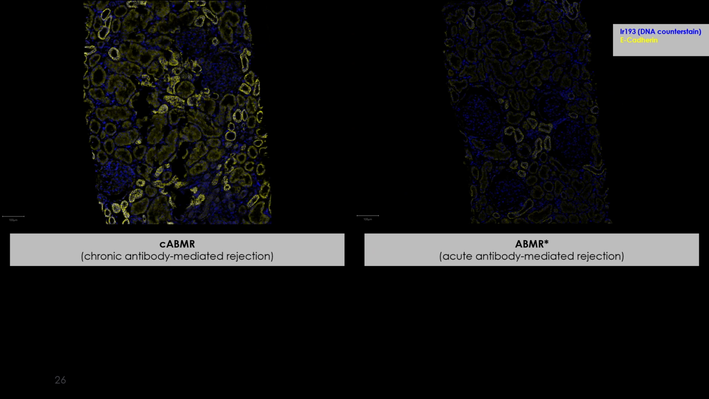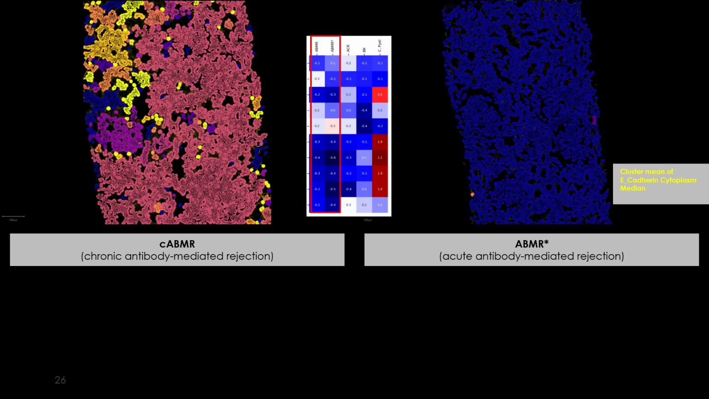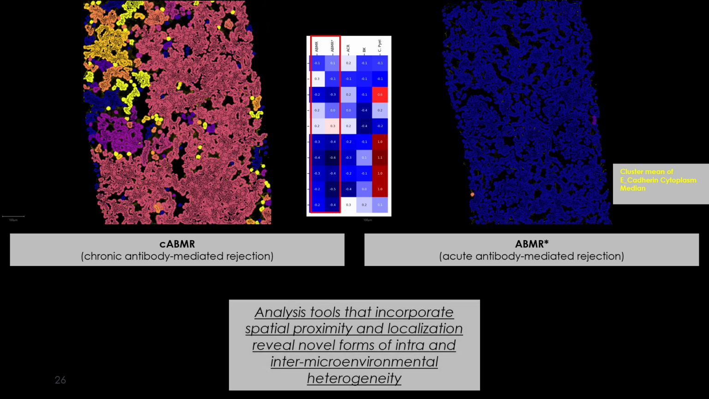Well, historically, chronic and acute antibody-mediated rejection have been quite a challenge to differentiate. And while variable expression of EK-adherent has been observed in the past, the difference here is quite minor. But when viewing our fifth most important feature, there is quite a stark contrast in feature expression. That being said, this is just one of the many features working in tandem to differentiate chronic from acute antibody-mediated rejection, as well as other disease subtypes. And the takeaway message here is that analysis tools that incorporate spatial proximity and localization are capable of revealing novel forms of intra- and inter-microenvironmental heterogeneity.